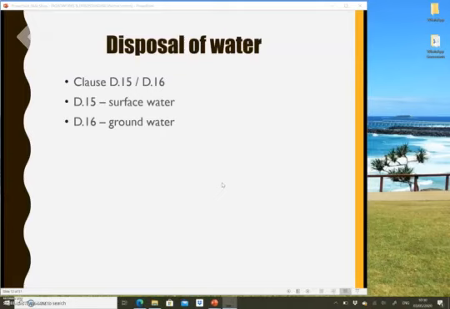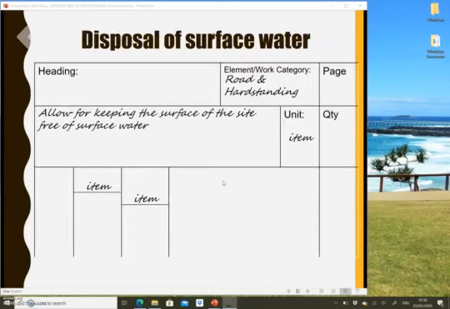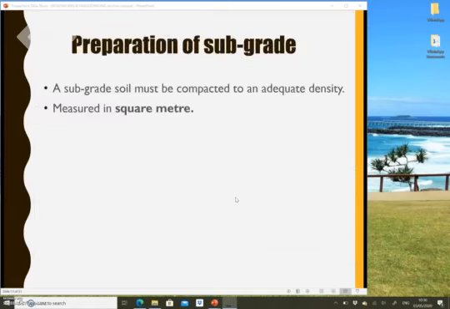Excavation in rock, disposal of water, disposal of this excavated material, and the last one will be filling. You allow for keeping the surface water offsite, free from surface water. And the unit is item. Please put an item in your slip sort paper, and no quantities are involved because it is an item.